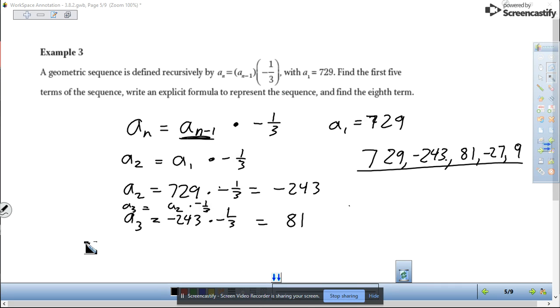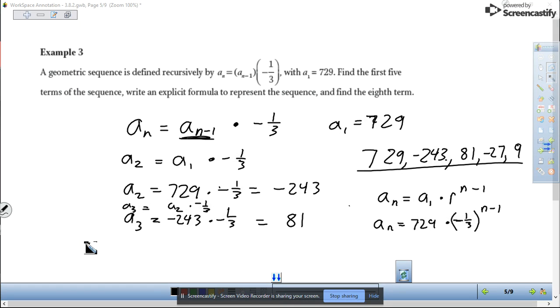Now, we don't want to keep doing that to find the 8th term, or the 10th, or the 20th, or the 30th, right? We don't want to generate that far out using recursive because you have to keep working it over and over again. So what we want to be able to do is go from this recursive to an explicit. So what's the explicit here? Well, explicit is a sub n equals a sub 1 times r to the n minus 1. I know all of those pieces now. I know that a sub n would be 729 times negative 1/3, and I'll put it in parentheses here, to the n minus 1 power.